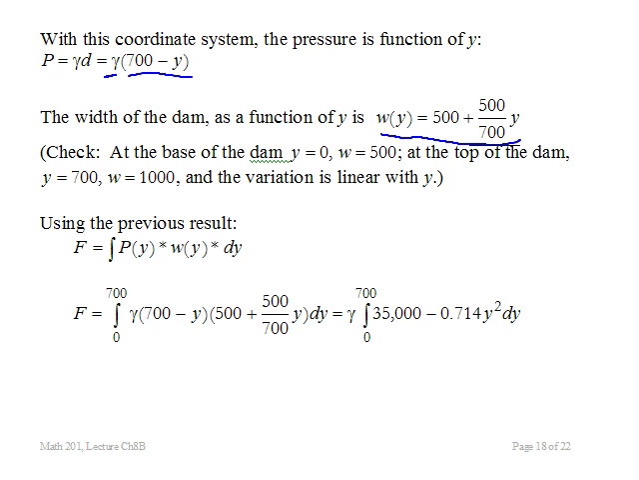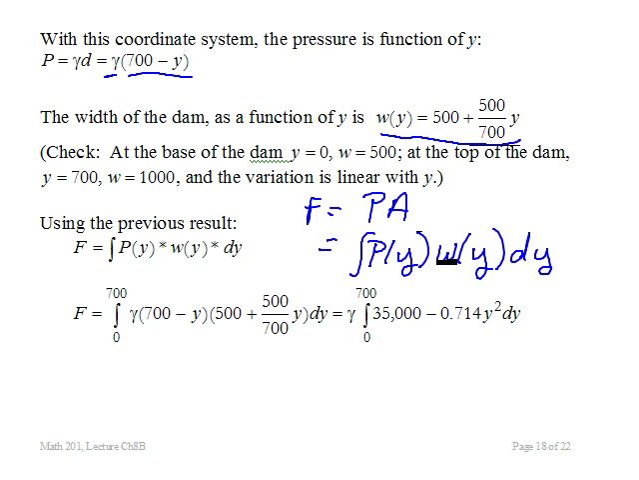Okay. Now, force equals pressure times area. But when I'm integrating for a vertical plate, it's going to be the pressure at some depth y times the width of the plate at y dy, going from the bottom of the object up to the top. Okay, usually 0 to some height, which I'll call h. Right. In this case, we're going from y equals 0 to 700. That's the whole height of the dam.